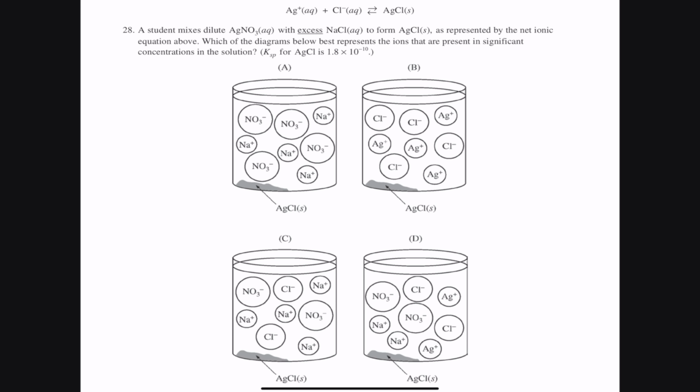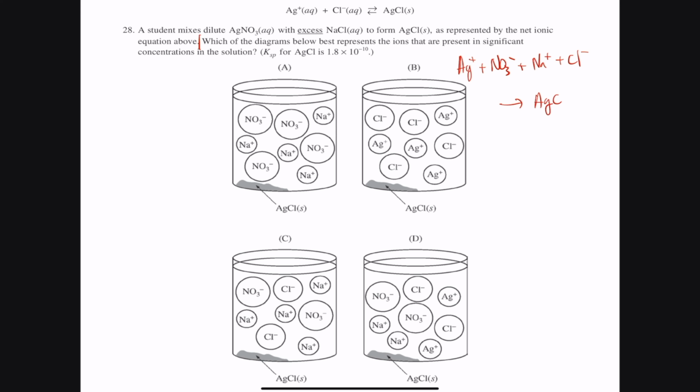Number 28: a student mixes dilute silver nitrate with excess sodium chloride to form the silver chloride represented in the net ionic equation above. Let's rewrite the equation ourselves, right? Because that's the net ionic reading of the spectator ions, but let me write it this way: Ag+ plus NO3- plus Na+ plus Cl- goes to that one.